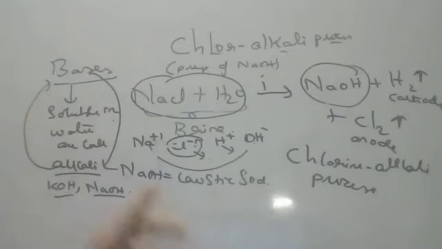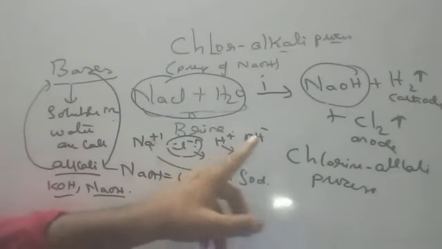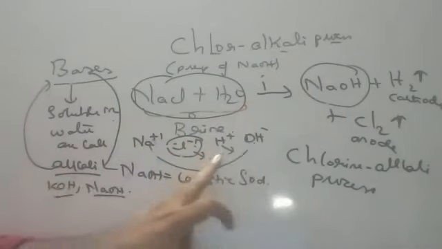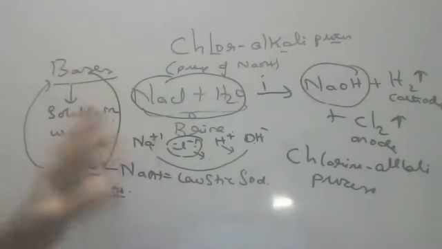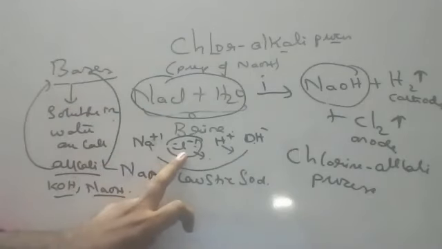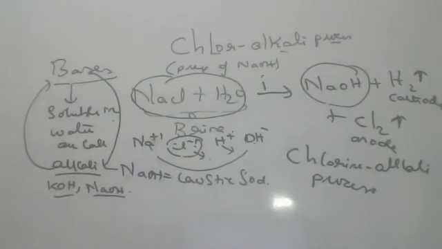You are passing current, and it breaks into Na+, Cl-, H+ and OH-. Na+ and OH- react to form NaOH. H+ is a cation, and cations are liberated at the cathode. At the cathode, hydrogen is liberated and escapes out as a gas. At the anode, the chloride anion goes to the anode and is liberated as chlorine gas. You can collect the chlorine gas and the hydrogen gas and use them for various purposes.